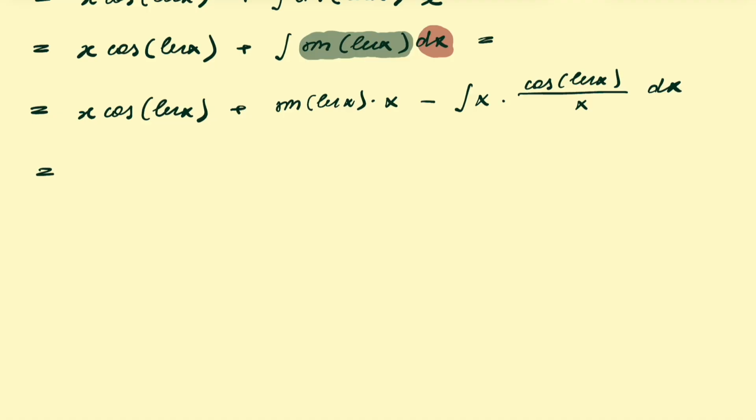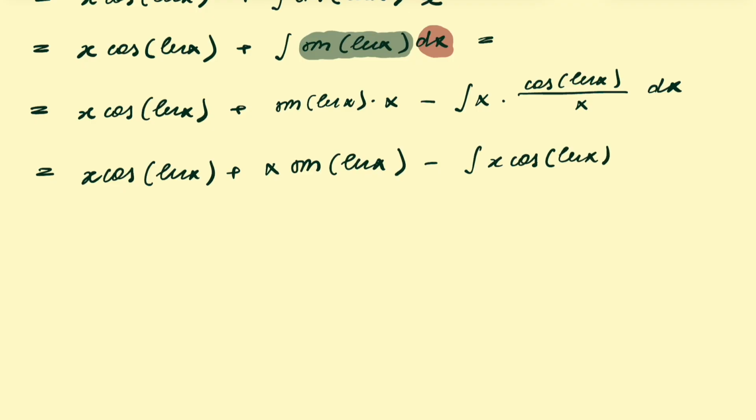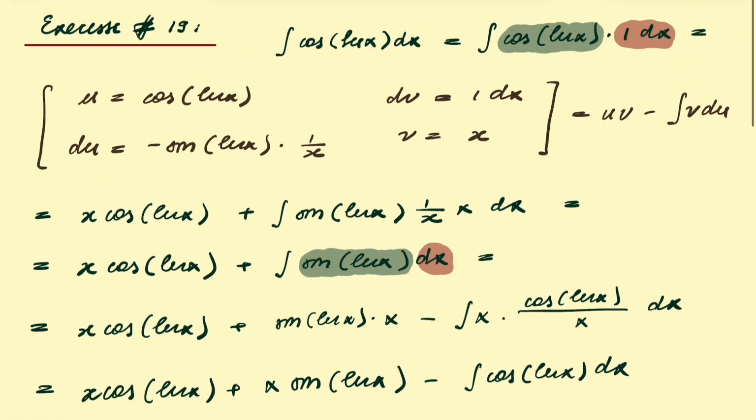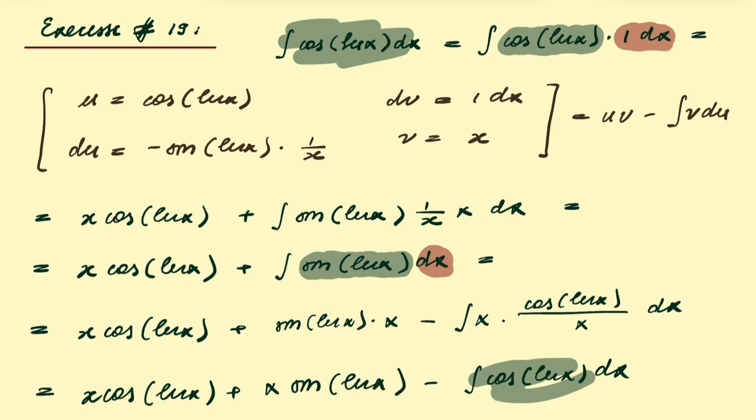Now we have an expression of x times cosine of ln of x plus x times sine of ln of x minus, like, the x's cancel out, an integral of cosine of ln of x. So our prediction is right. Sorry, it's just cosine of ln of x. Yeah, our prediction is right. We obtained the same integral in the end.